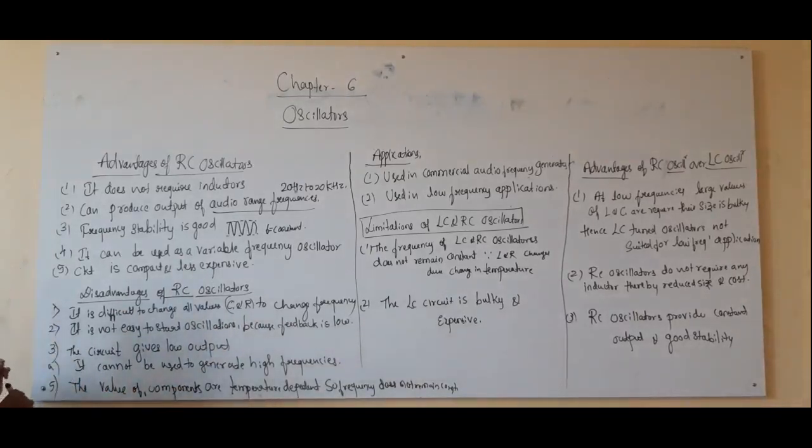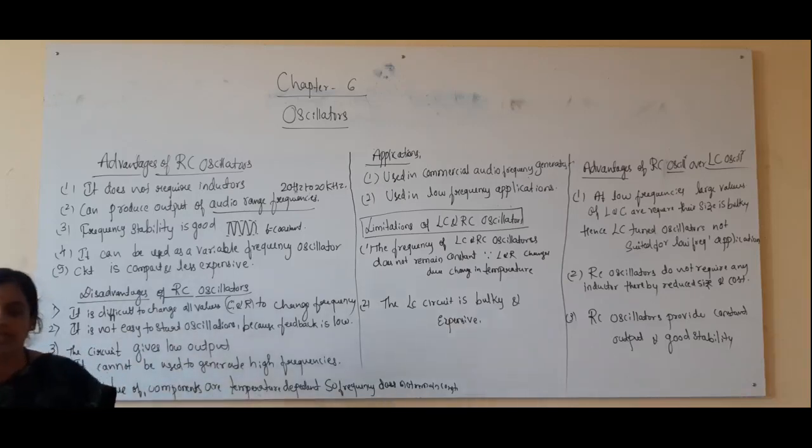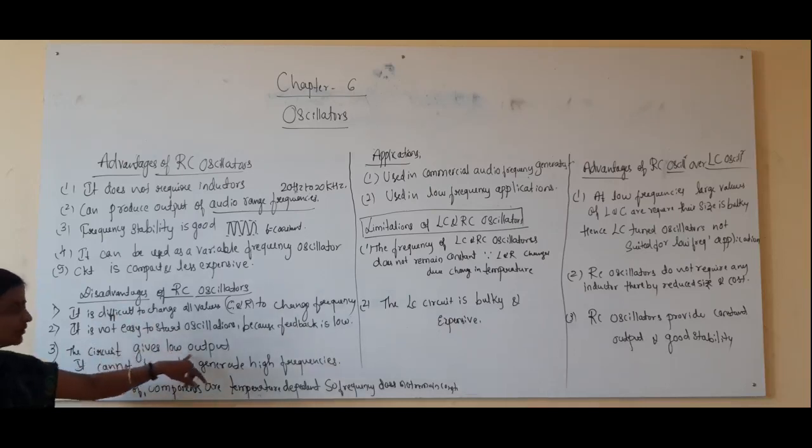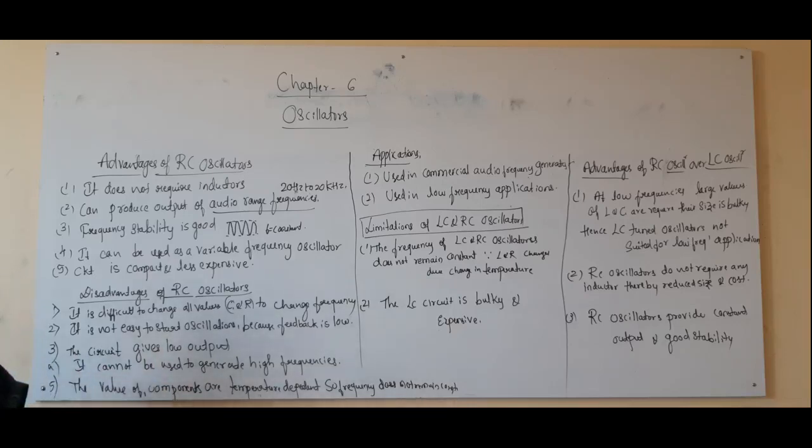That is one disadvantage. And the circuit gives low output. One more disadvantage is that it gives low output, meaning small amplitude and low frequency signals. The output is electrical oscillations whose amplitude as well as frequency is low. It cannot be used to generate high frequencies. If you want to generate high frequency, then you make use of LC oscillators.